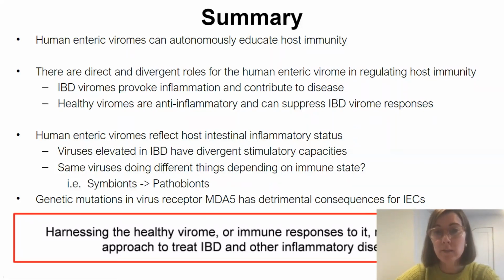And so the idea here is, well, can we take this a step forward? On the one hand, can we start to harness the healthy virome in a similar way to the microbiome to suppress inflammation in IBD? But then on the flip side, what can we do about the IBD viruses? And so can we start to try and eliminate some of these viruses in IBD that we think are contributing to this inflammatory phenotype? And I think this will be really the next frontier in virome research.